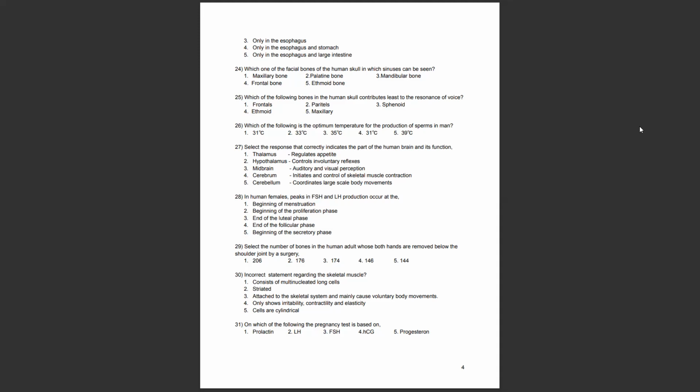Controls involuntary reflexes, that is done by the medulla oblongata. Auditory and visual perception, that is done by the cerebrum, not by the midbrain. Initiate and control of skeletal muscle contraction. Right? Yes, that is correct. The fourth one is correct. And the last one, coordinate large-scale body movement, is not by the cerebellum. That is done by the pons varolii. The answer should be the fourth answer.